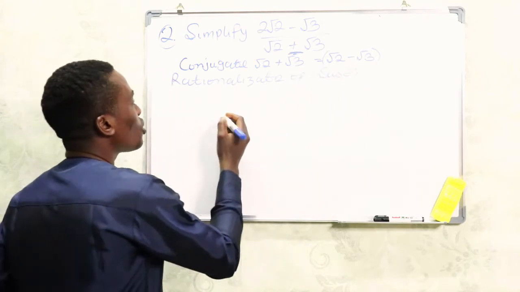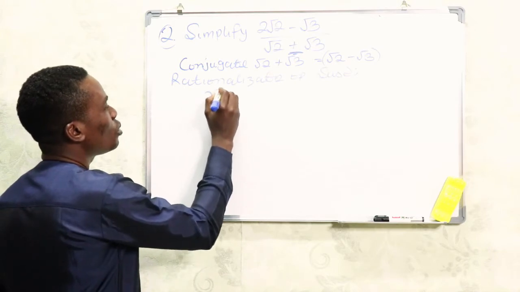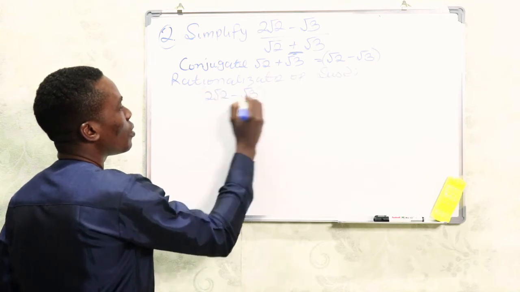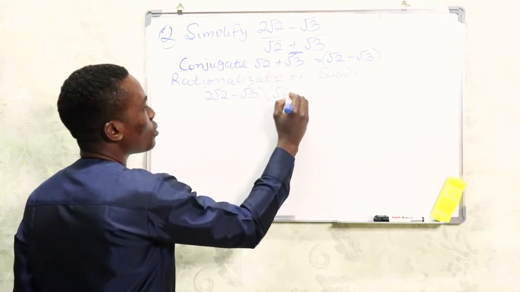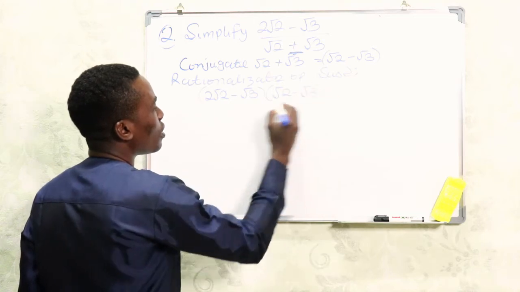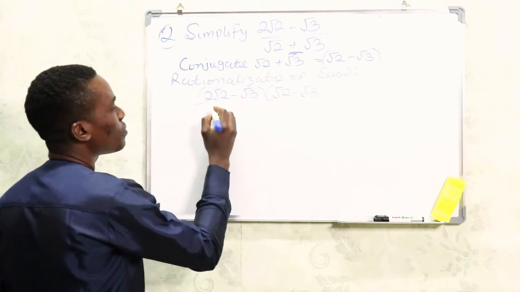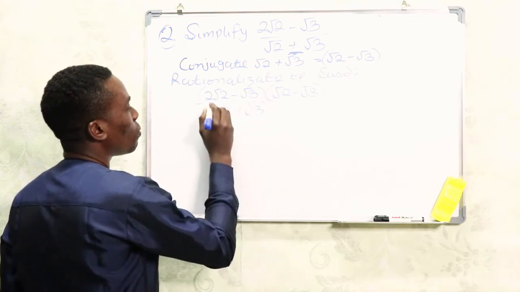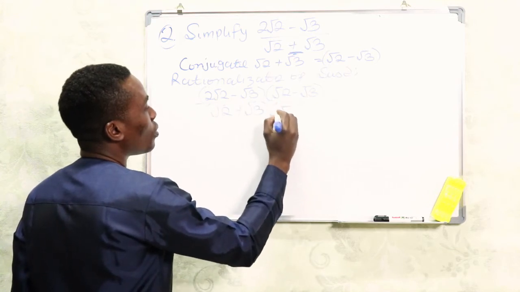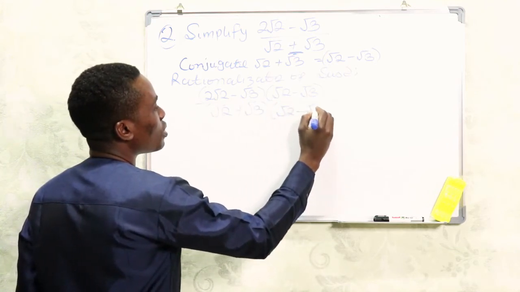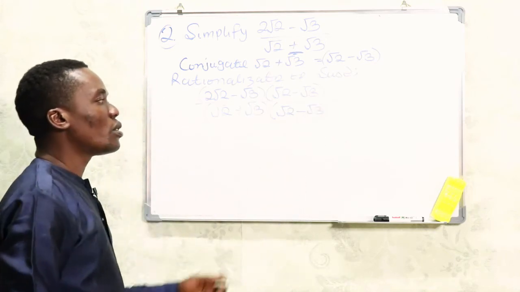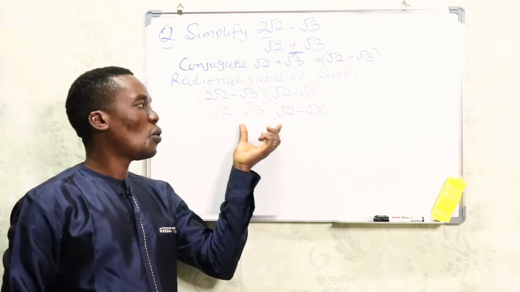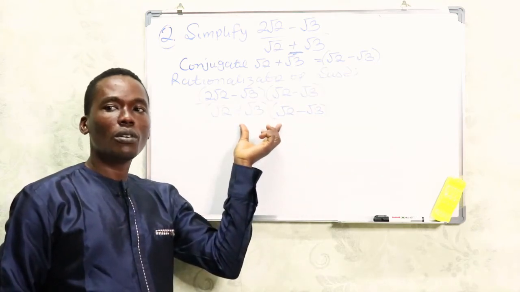So if we rationalize that surd, we are going to have (2√2 − √3) multiplied by (√2 − √3), all divided by (√2 + √3) multiplied by (√2 − √3). Now the essence of multiplying the denominator and the numerator with the conjugate of the surd is so as to make this a rational number.